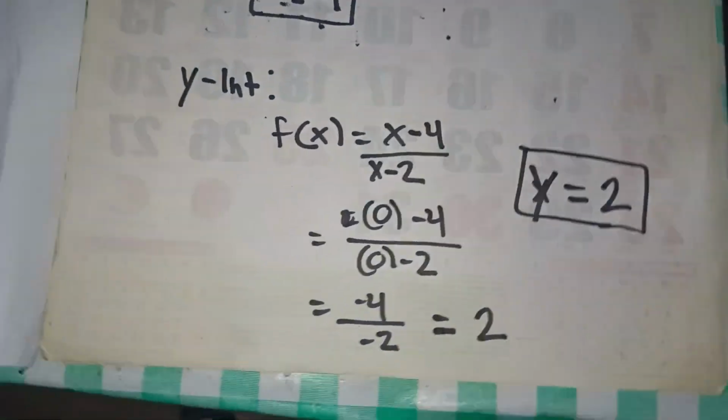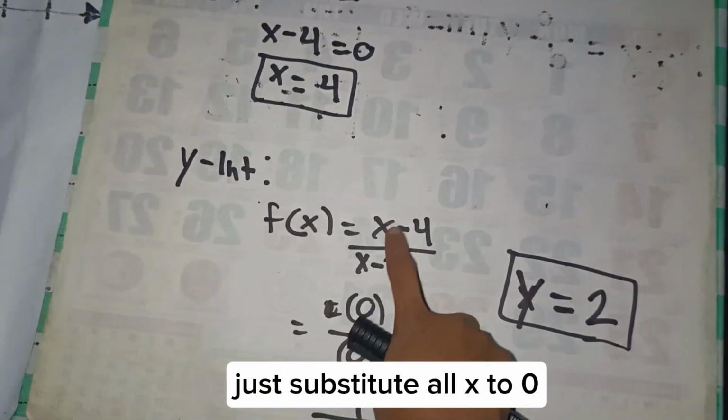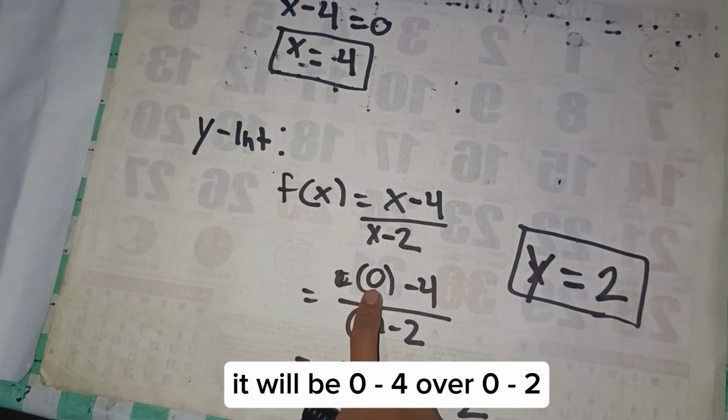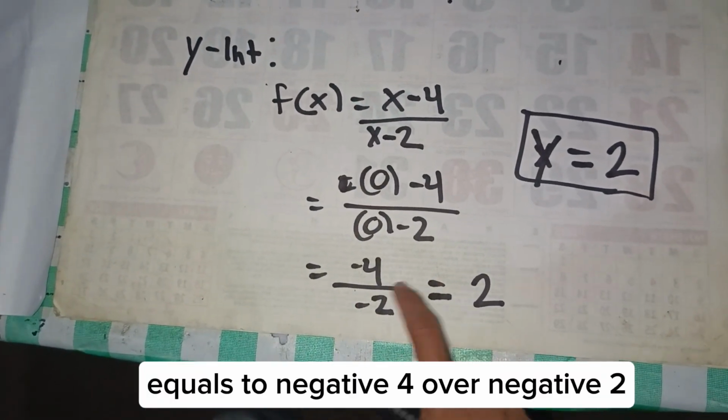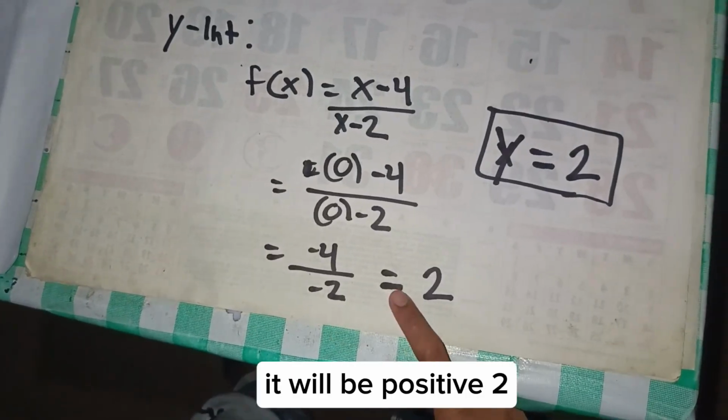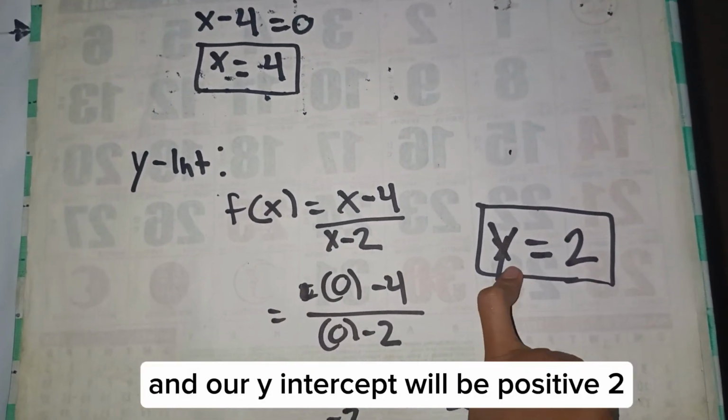So to find the y-intercept, just substitute x with 0. It will be 0 minus 4 over 0 minus 2 equal to negative 4 over negative 2. Since both are negative, it will be positive 2. And our y-intercept will be positive 2.